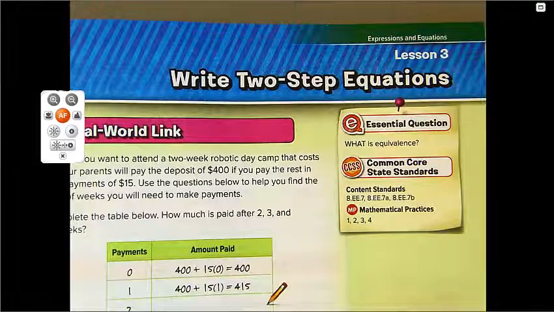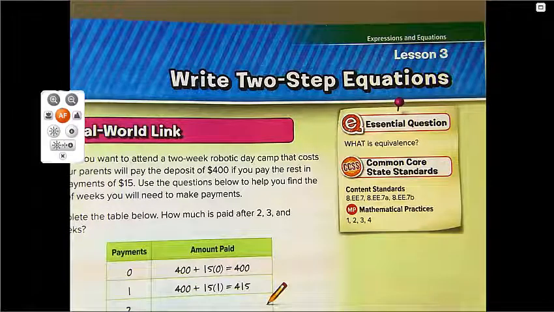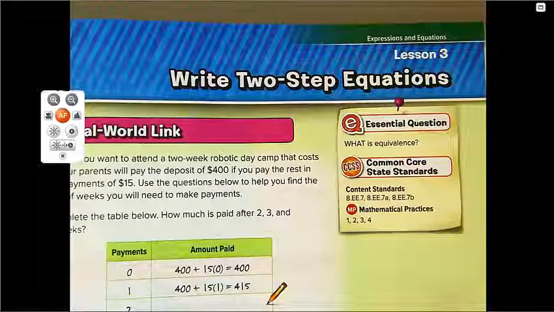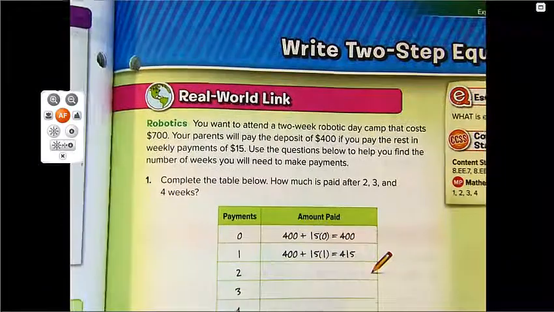Okay guys, we're ready for lesson 2.3, talking about writing two-step equations. We've solved two-step equations in lesson 2.2. Now we're going to work on the word problem side of it, where we're going to be writing those equations so that we can solve them. So let's look at the first real-world link.